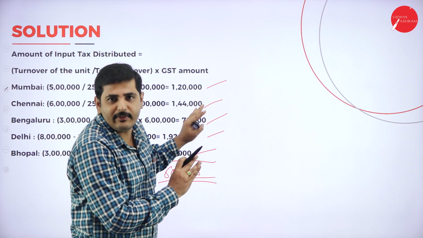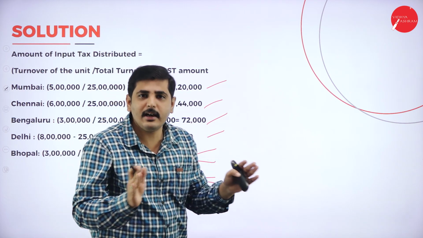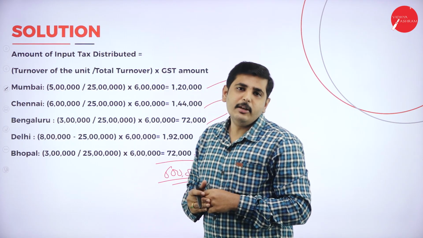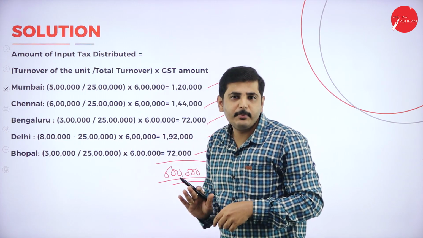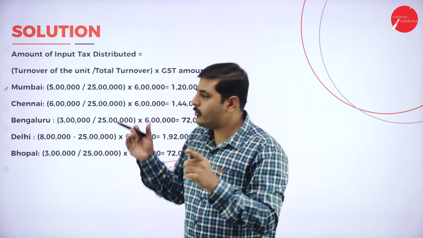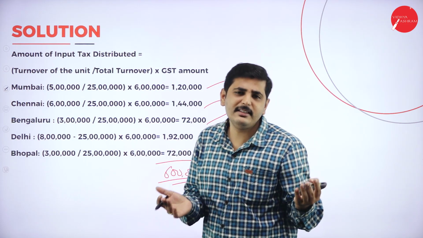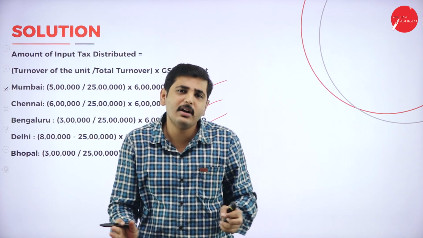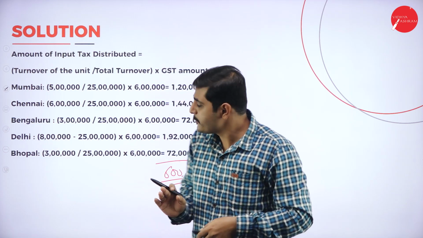So what is the total GST available? 6 lakh. On the basis of turnover, on a pro rata basis or ratio basis, we have to allocate the input tax credit to all the branches. This is the concept of the problem. This problem will be asked for 10 marks. If you just know the simple formula, 10 marks are in your pocket. Very easy. GST is very simple, very easy. You can easily score 100 out of 100, my dear students.